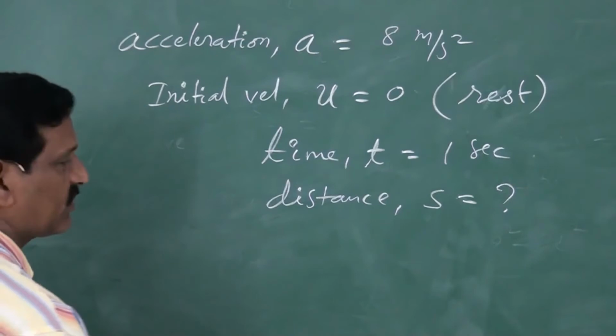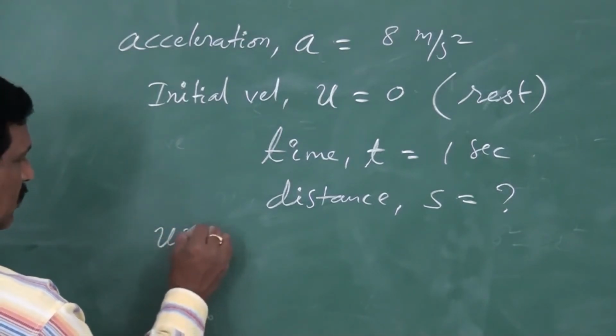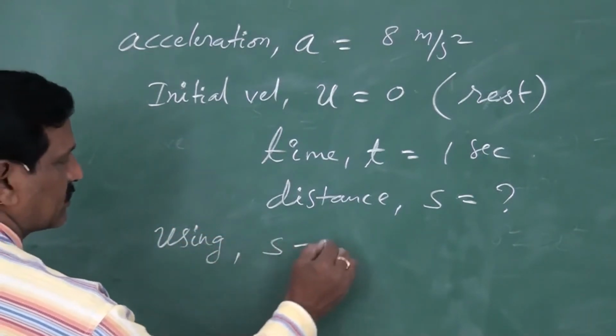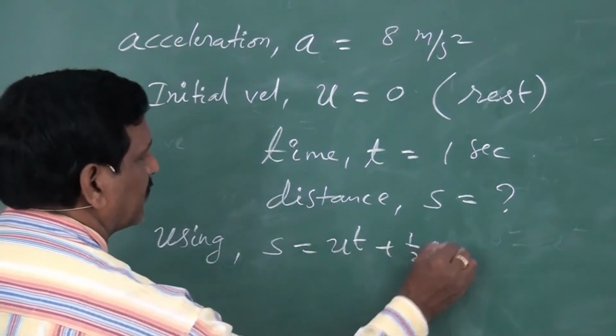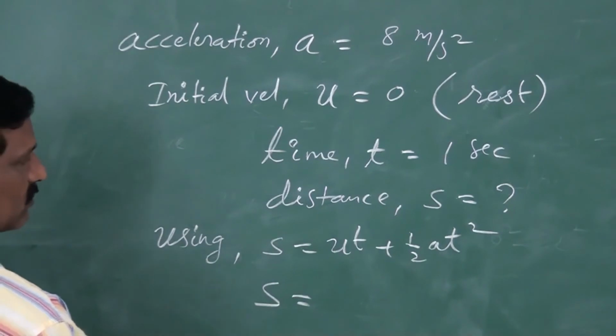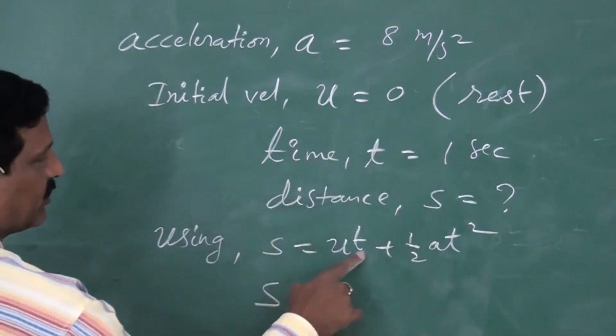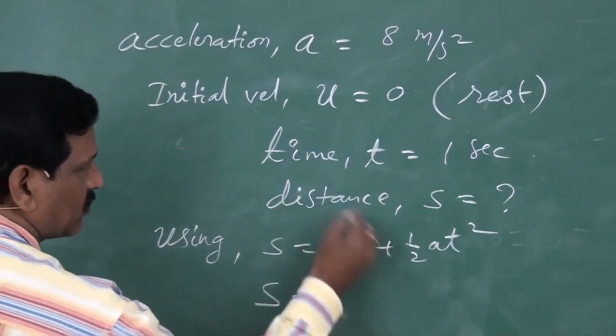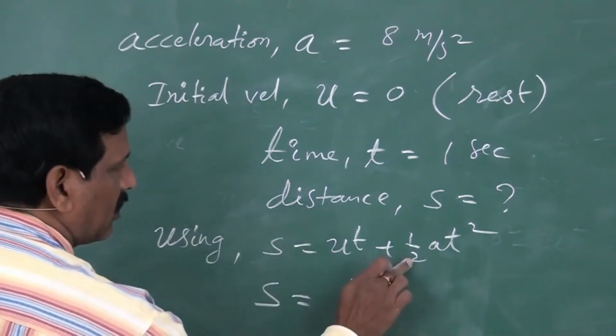S is equal to ut plus half at square. So, you can use that formula. We have to calculate S. S is equal to u is 0, 0 into t, 0. So, this term goes out. And here half at square.